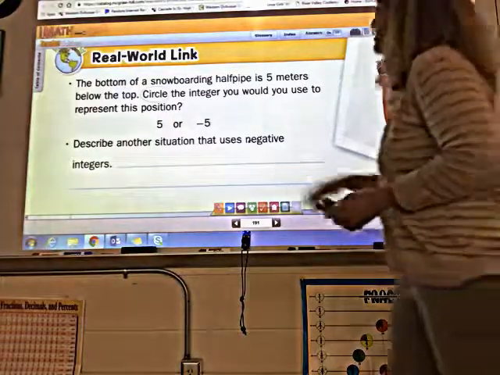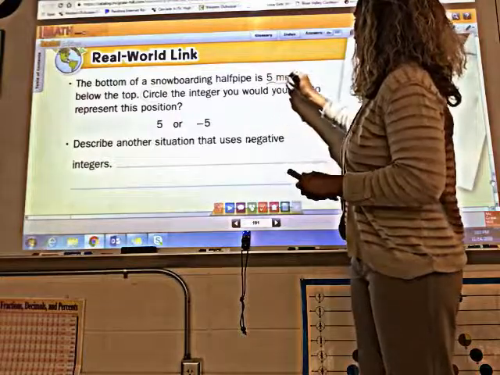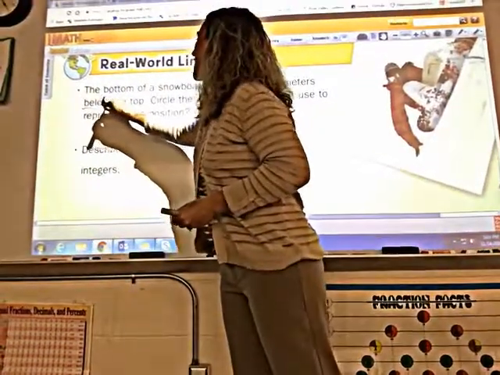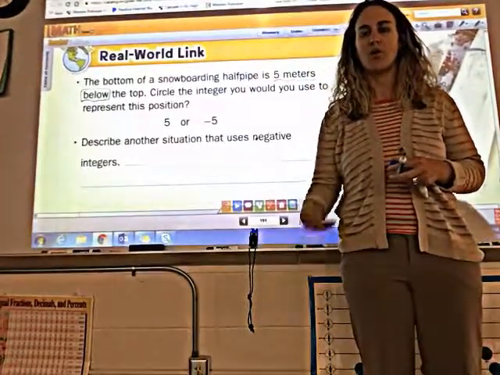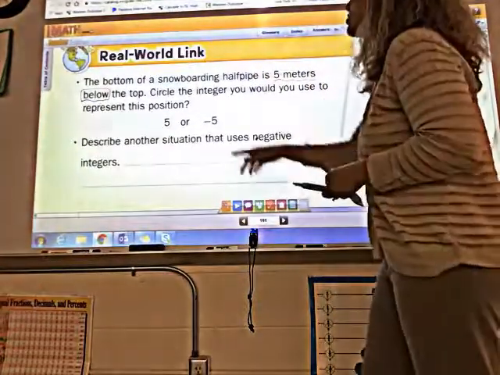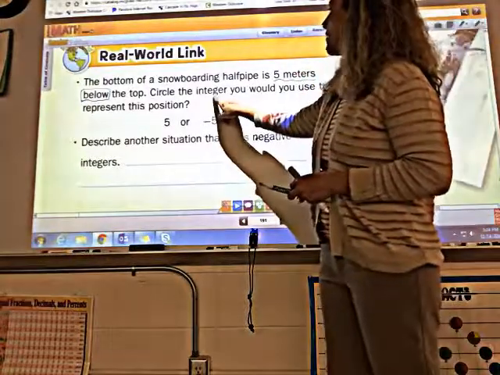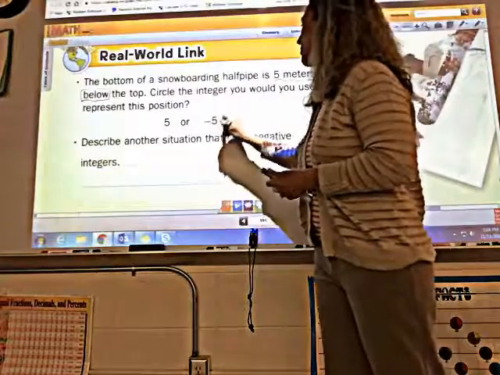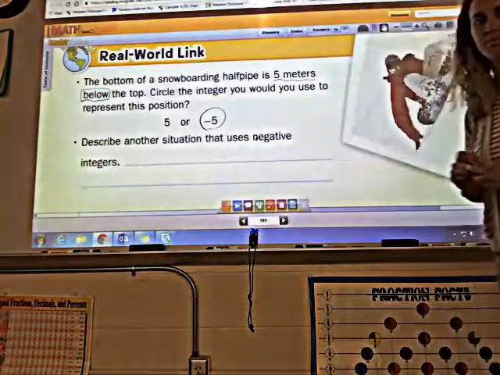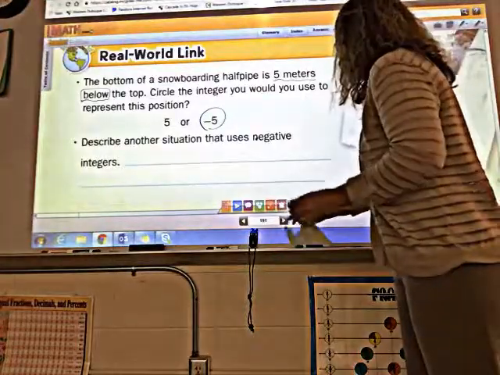So as I take a look at this, if it says 5 meters below, okay, your key word in this is going to be below. When we think of below, we're thinking of going down, or we're thinking of a negative number. So if it's going to be below, and I'm talking about 5 meters below, my integer that I am using to represent this position would be a negative 5. Okay. Let's go ahead and move on to the next page, 192.